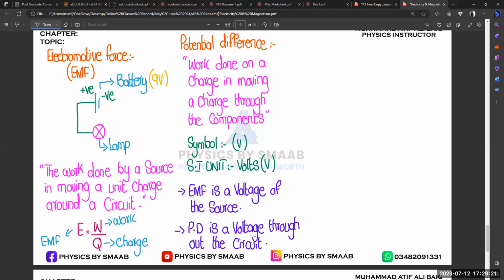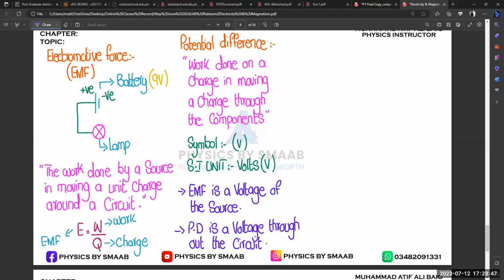For O levels, we are not going to solve individual questions of EMF and potential difference, right? But we need to know that there is a difference, because in A levels you are going to solve all the questions. So if your base is already strong, that will help you. So we discussed three quantities: current, EMF, and potential difference, right?